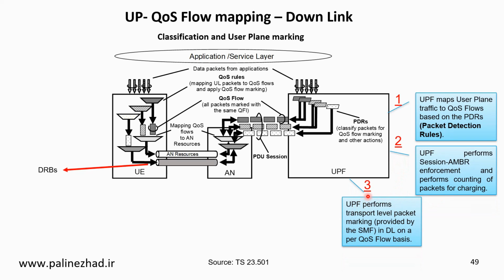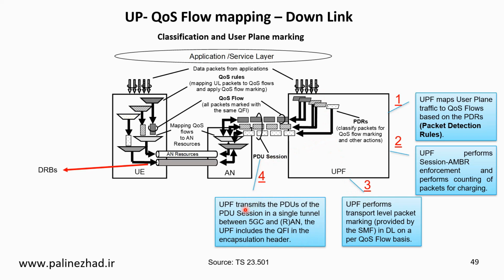In the third step, UPF performs transport level packet marking provided by SMF. In previous slide, we see that marking policies are provided by SMF, and here UPF performs the transport level packet marking in downlink on a per QoS flow basis. On each QoS flow, we have the marking.